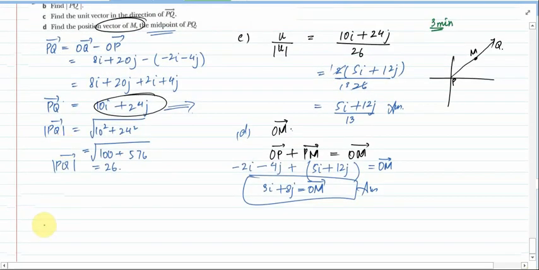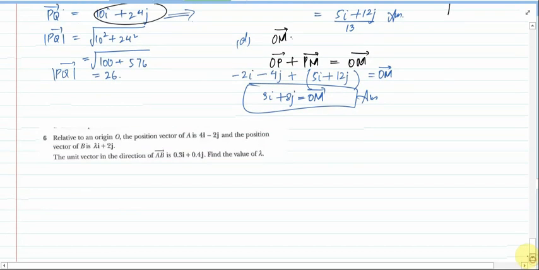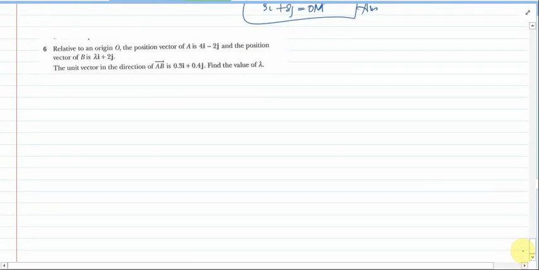Moving on towards the next question, it's question number 6. With respect to an origin, the position vector of A is 4i minus 2j and the position vector of B is lambda i plus 2j. The unit vector in the direction of AB is given. Find the value of lambda.